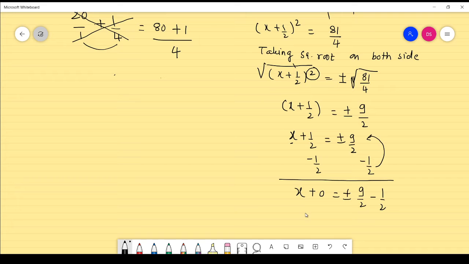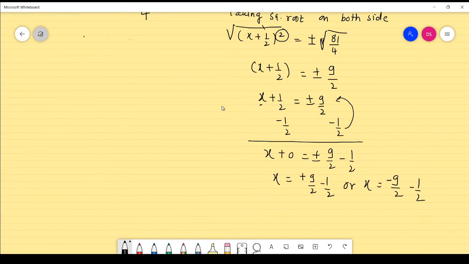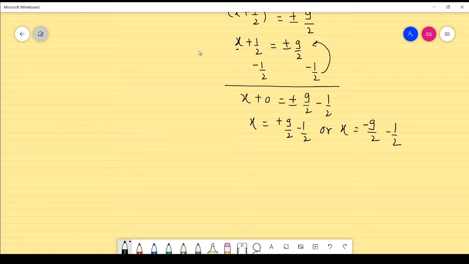So what will remain on the left hand side? x will remain on the left hand side. On the right, I'm going to take plus 9 by 2 minus 1 by 2 in the first term, or we can say x will be equal to, now we can take minus 9 by 2 minus 1 by 2, which will remain as it is. So we got the two values of x, which are nothing but the roots of the quadratic equation.